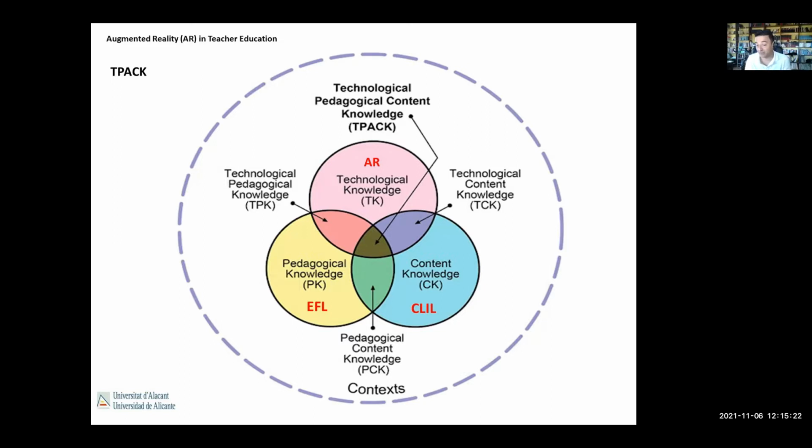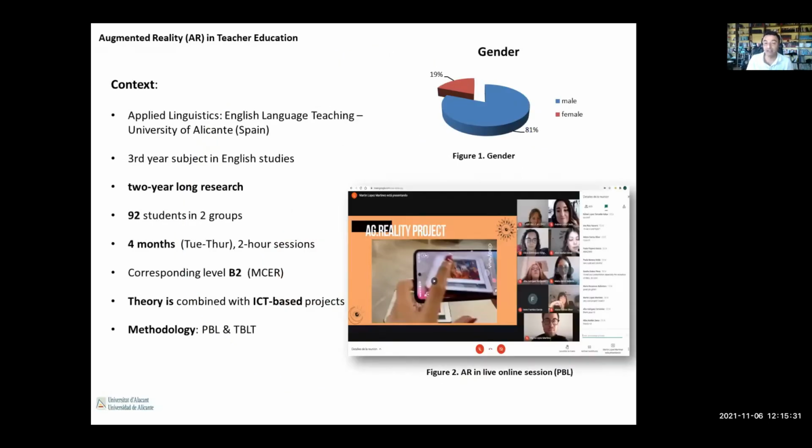And in this case it was augmented reality. There are three different sections, and then we have the different intersections. Okay, so that's the model that I used. As regards the context, you can see here that this experiment was carried out at the University of Alicante.